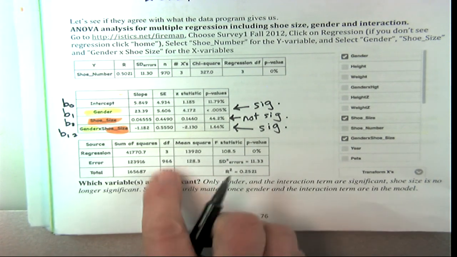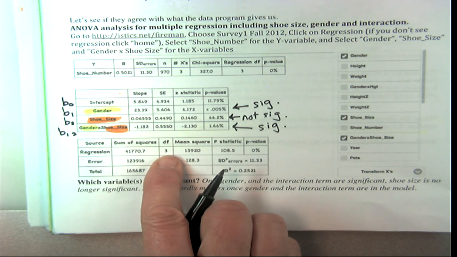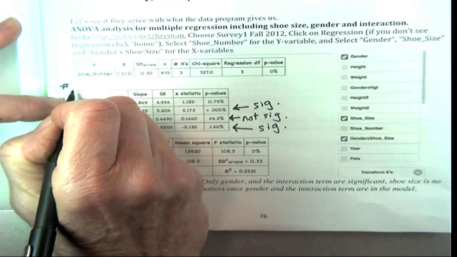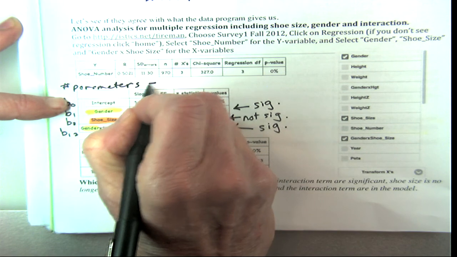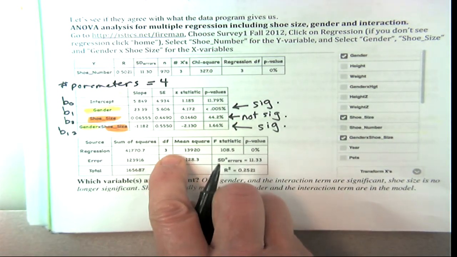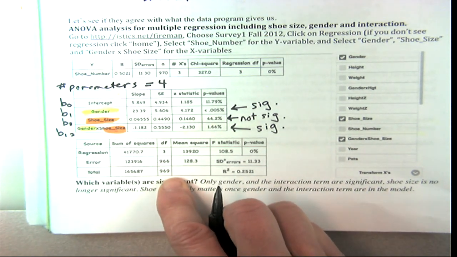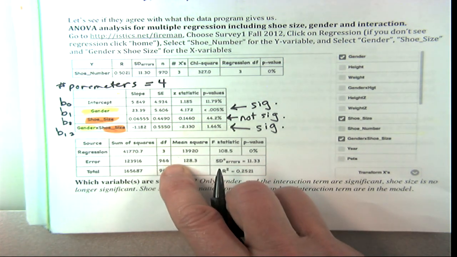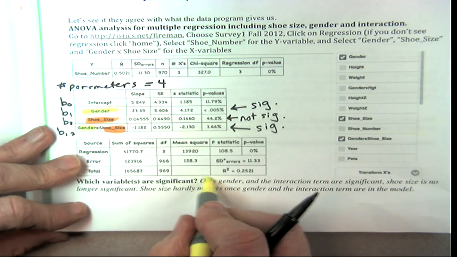All right. And here, we're going to have p minus 1, and p is 4. There's 1, 2, 3, 4. So the number of parameters, we call them p. Don't get it mixed up with the p-value. The number of parameters is equal to 4. So our degrees of freedom is 970 minus 4, since our sample size was 970 here. All right. So only gender and the interaction term are significant.